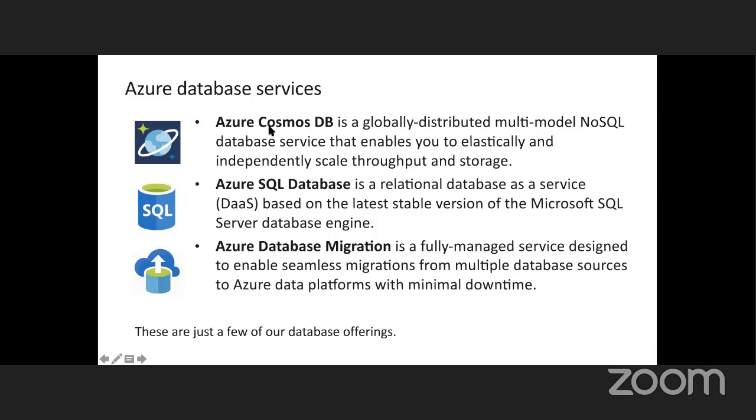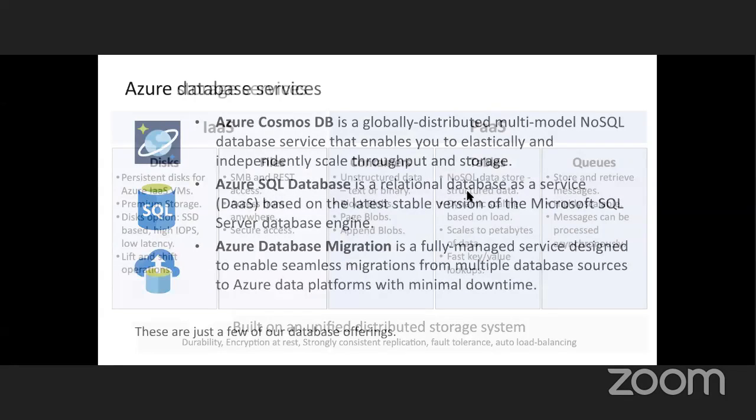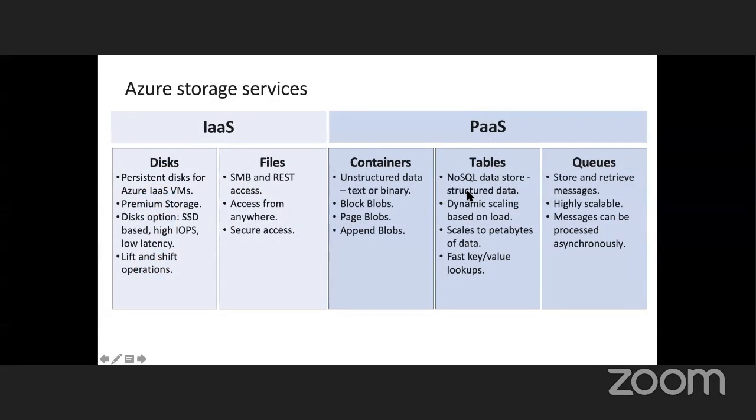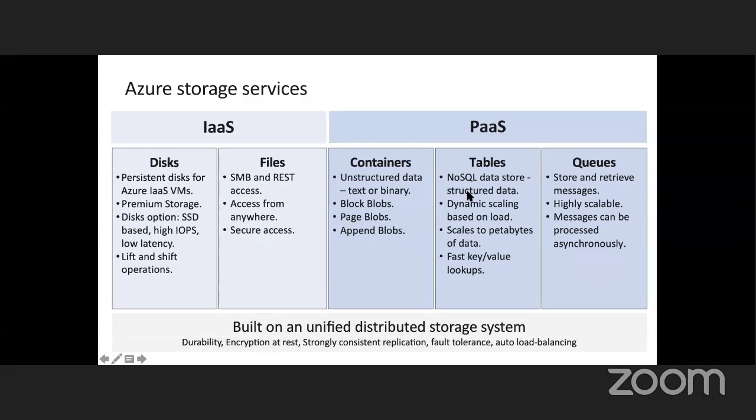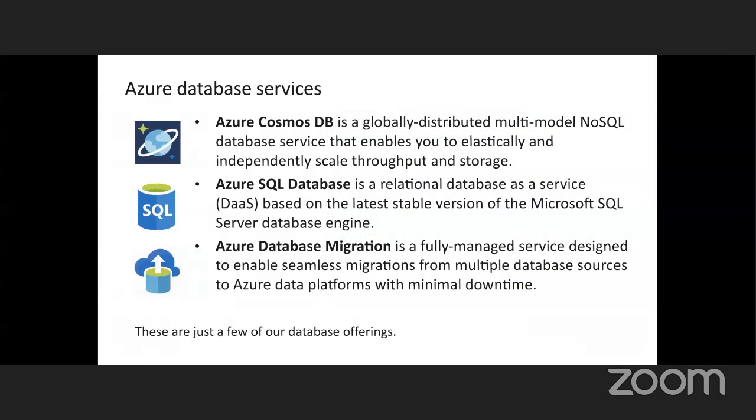So don't forget the ones here. Cosmos DB is a globally distributed multimodal NoSQL database service, and we have Azure SQL database, a relational database, also known as DaaS or Database as a Service, and also Azure Database Migration, which is a fully managed service used for migration of multiple database sources to Azure.